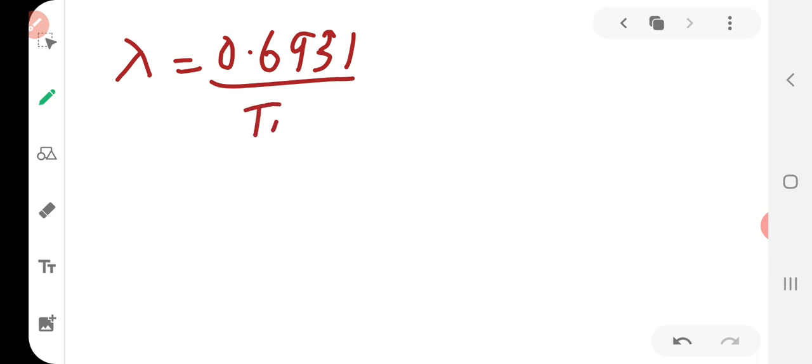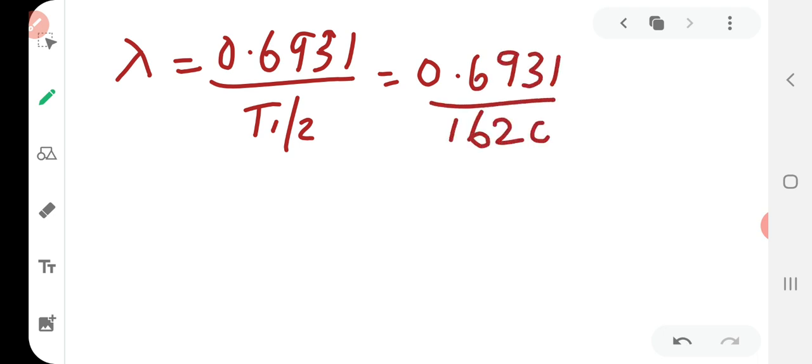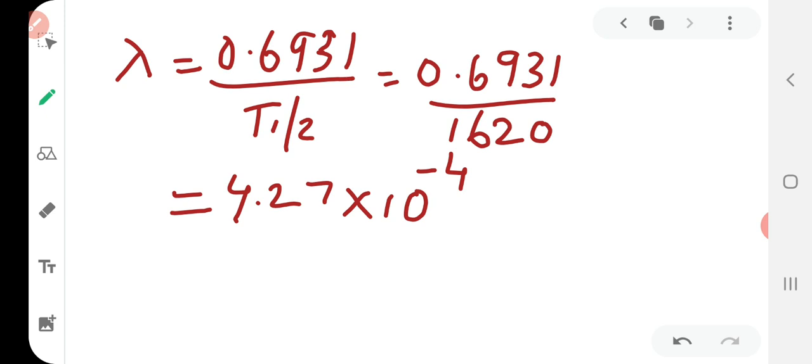So T half is given, so we can find the decay constant lambda is equal to 0.6931 divided by T half, that is 0.6931 by T half, 1620 years. So calculating we get 4.27 into 10 raised to minus 4, and the unit of T half is years, so the unit of decay constant is per year or year inverse.